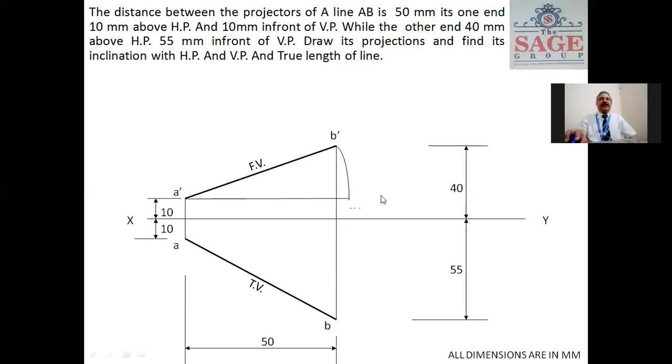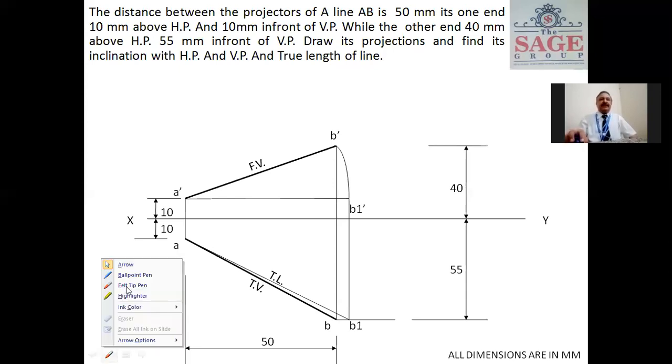This is point B1 dash. Now we project B1 dash and draw the locus from B. This gives us point B1. Now we join B1 to A. This is our true length, and this is our angle phi, meaning the inclination from VP.